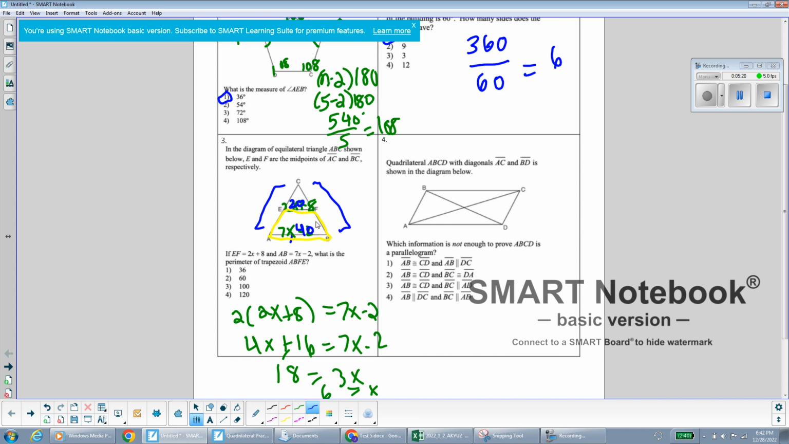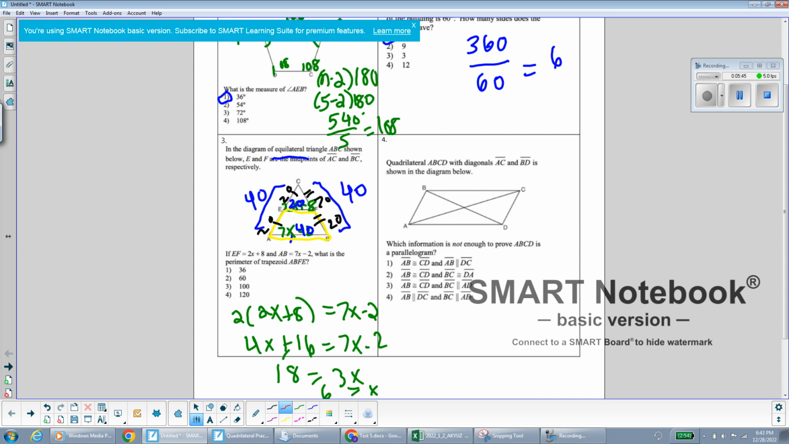We knew triangle ABC was equilateral. That was told to us in the question. So if we know that one side of the triangle is 40, that means all the sides of the triangle also have to be 40. And guess what? E and F were midpoints of the sides that they're on. So if the whole thing is 40, each half is 20.